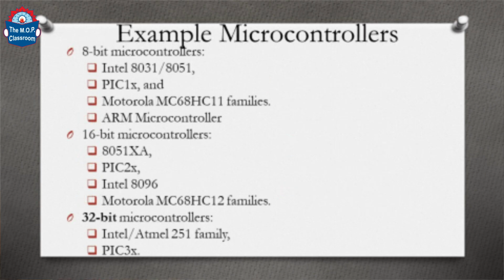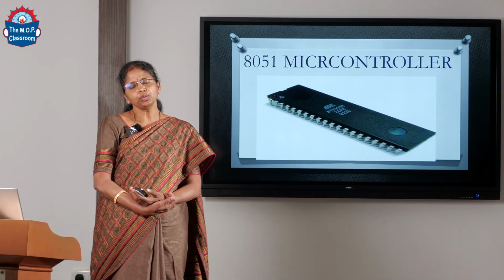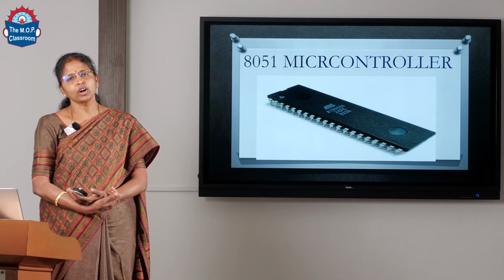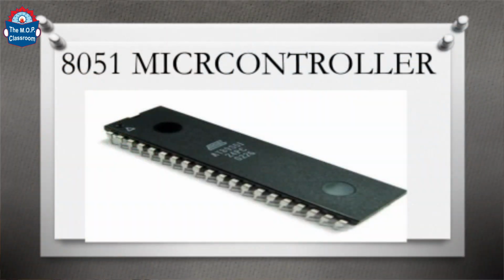Now, these are some of the example microcontrollers classified under 8-bit, 16-bit and 32-bit. So, we have Intel 8031, 8051, and in 16-bit version it is 8051XA. Similarly, you have PIC 1X, 2X and 3X, and you have Motorola ARM controllers and then Atmel family. Now, we are going to discuss in a little more detail the basic block of the 8051 microcontroller.